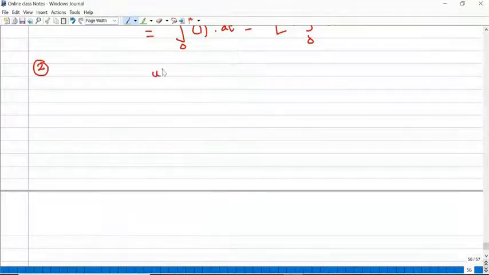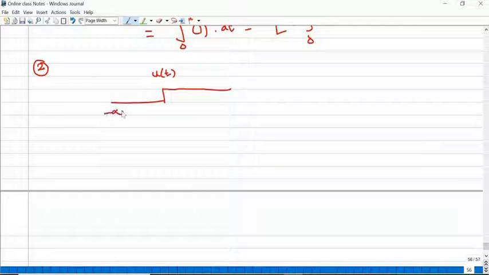First sketch the signal for u of t. Let's assume from minus infinite to 0 it is 0. This is the t axis. From 0 to infinite, the magnitude of the signal is 1. This is the unit step signal.